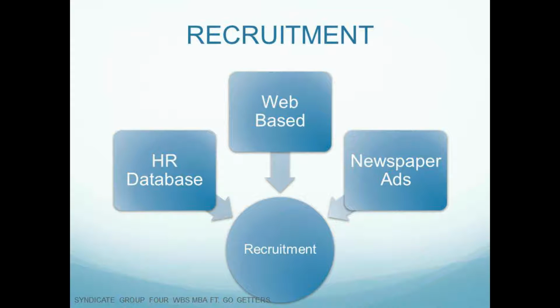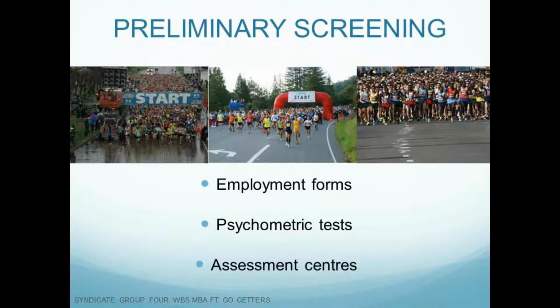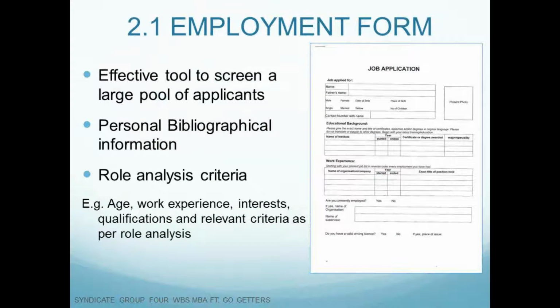Step 2. Preliminary screening. There are numerous preliminary screening activities that can be used where the selection of tools should be role dependent. The tools we consider most successful include employment forms, psychometric tests, and assessment centers. The advantage of an employment form is that it can be used to screen a large pool of candidates as it allows for easy discrimination.